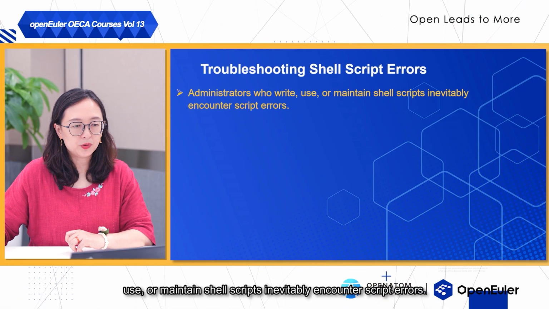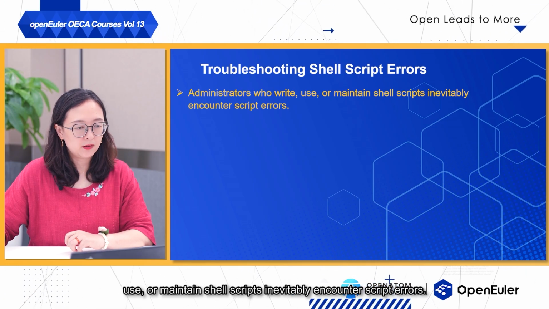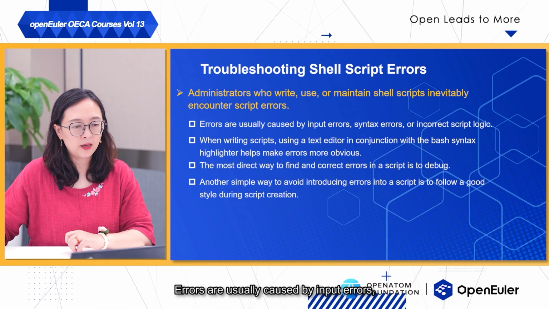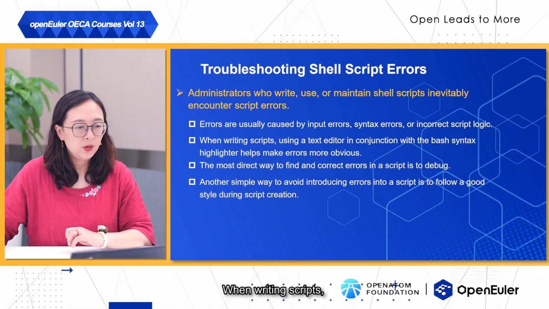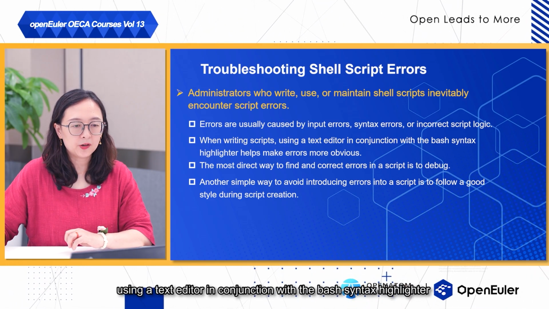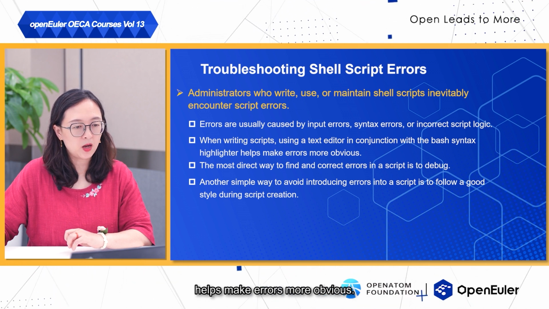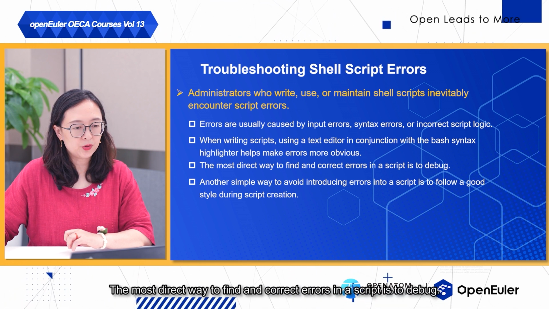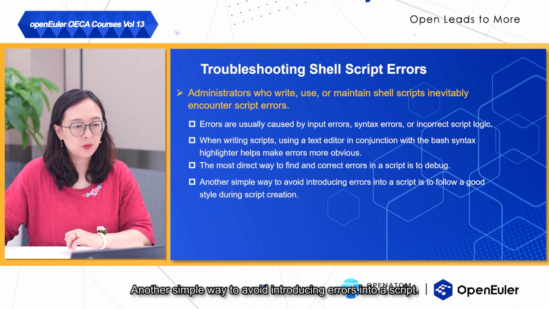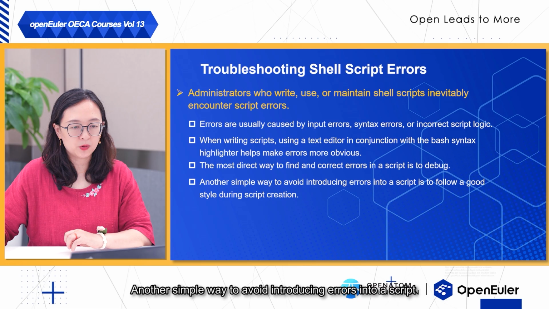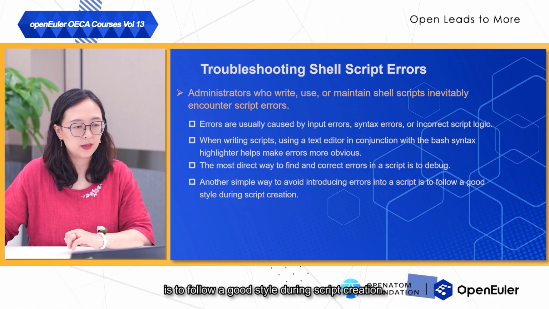Administrators who write, use, or maintain shell scripts inevitably encounter script errors. Errors are usually caused by input errors, syntax errors, or incorrect script logic. When writing scripts, using a text editor in conjunction with the bash syntax highlighter helps make errors more obvious. The most direct way to find and correct errors in a script is to debug. Another simple way to avoid introducing errors into a script is to follow a good style during script creation.